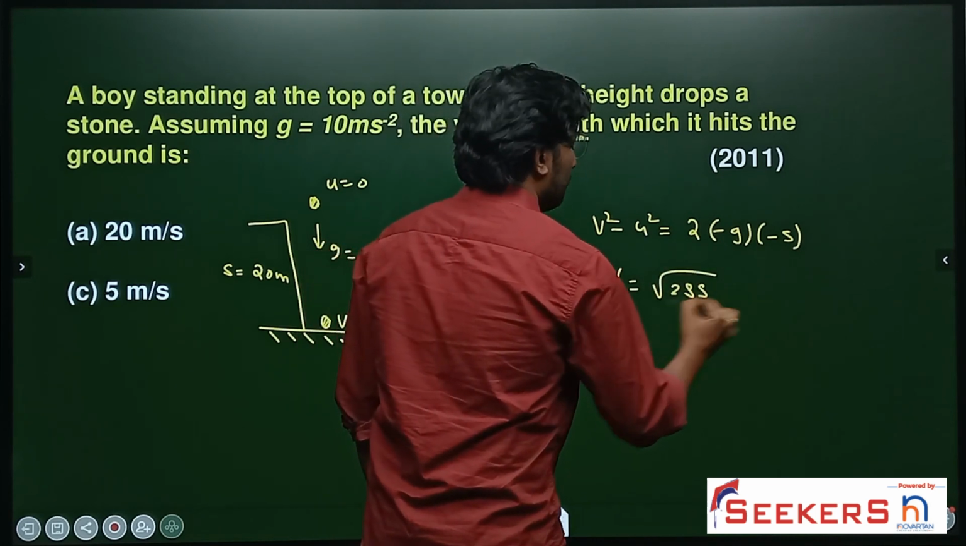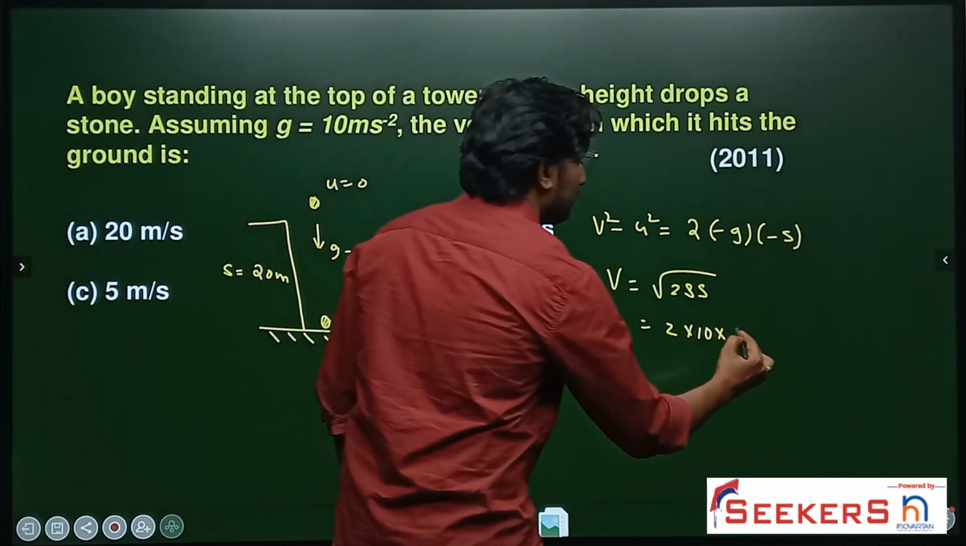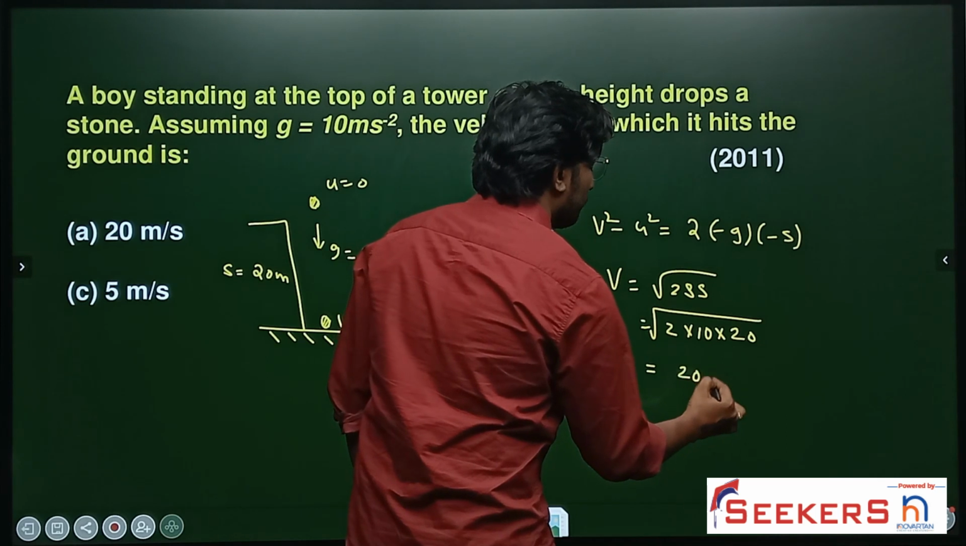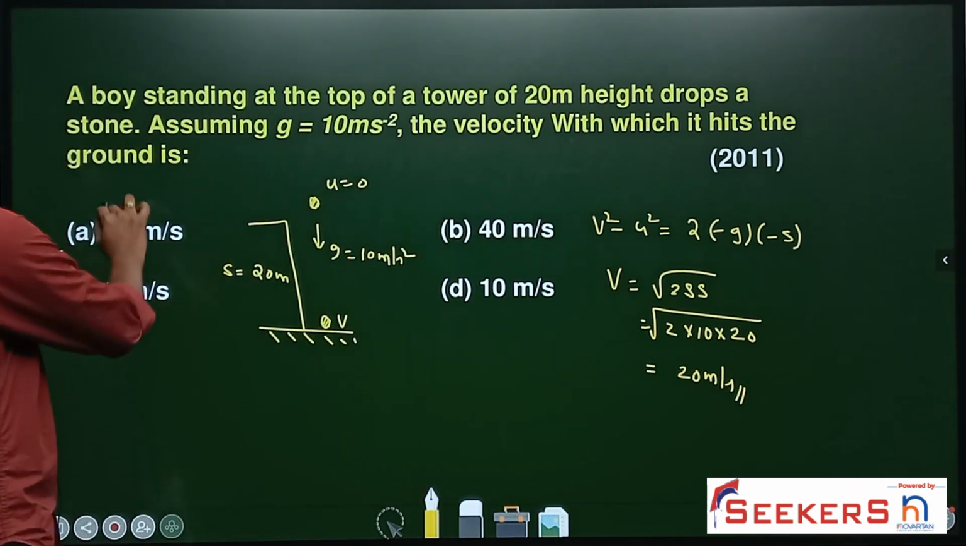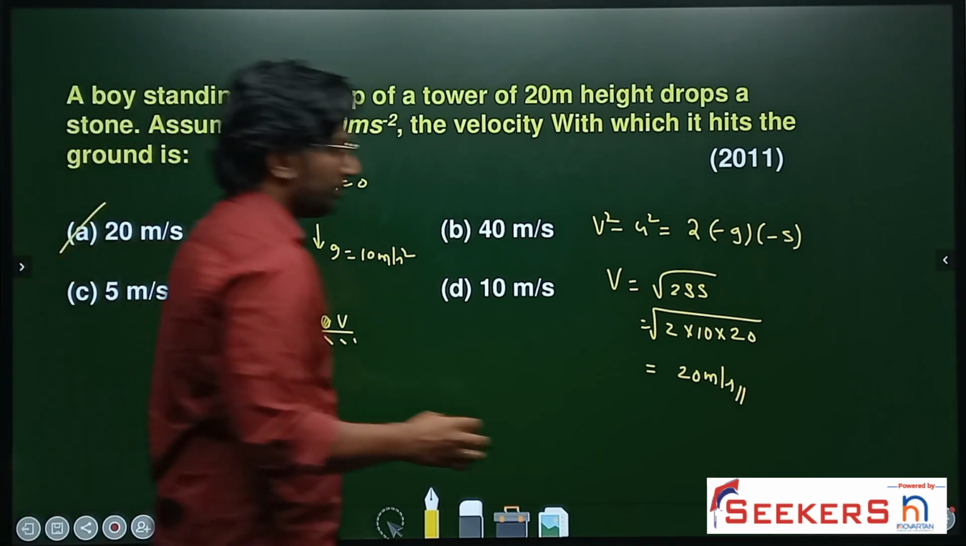root 2gs. So 2 into 10 into the height, which is 20 meters, that will be 400, root 400, which will be 20 meter per second is the answer. So option A is the correct answer for us. Okay, we'll go for the next question.